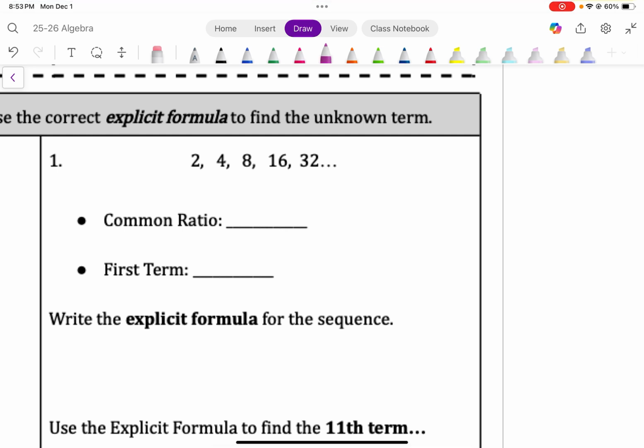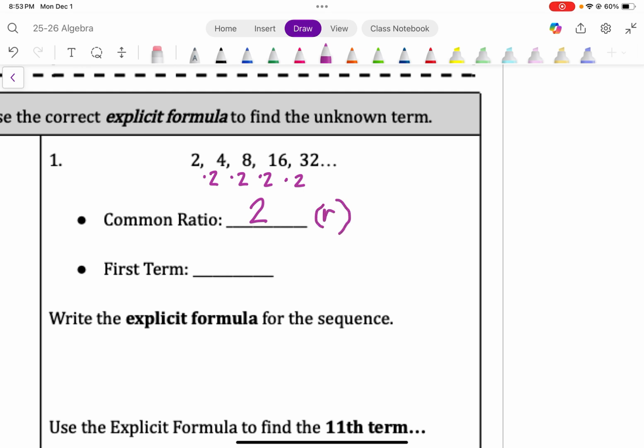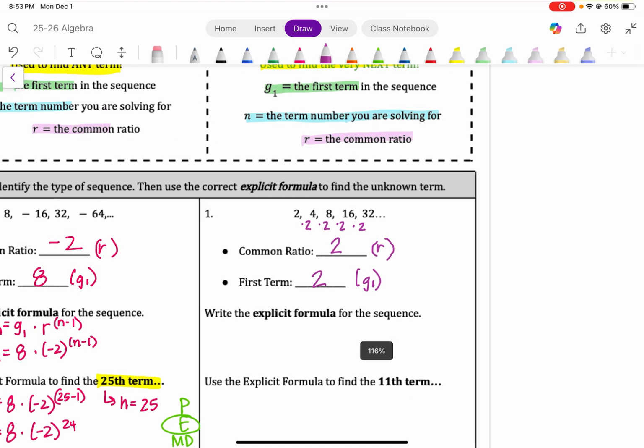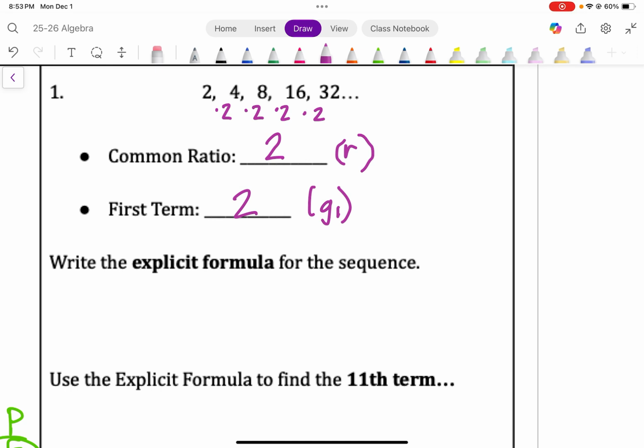Okay, our next one, our common ratio, looks like we're multiplying by 2. 4 times 2 is 8, times 2 is 16, times 2 is 32. So my common ratio is 2, that's my r. My first term is 2, that's my g1. And our formula is g of n equals g of 1 times r to the n minus 1. So g of n equals my first term 2 times 2 to the n minus 1.